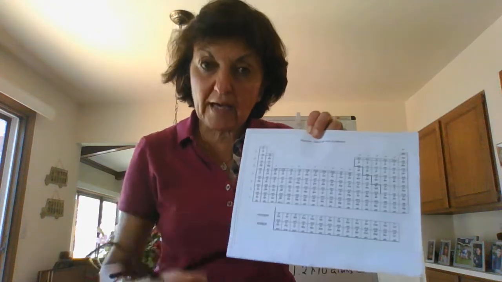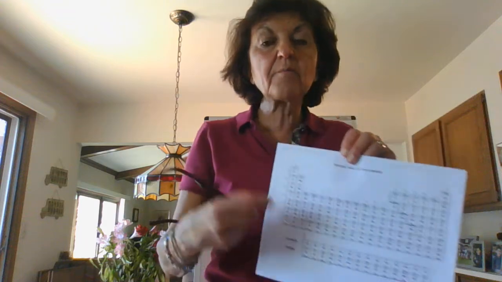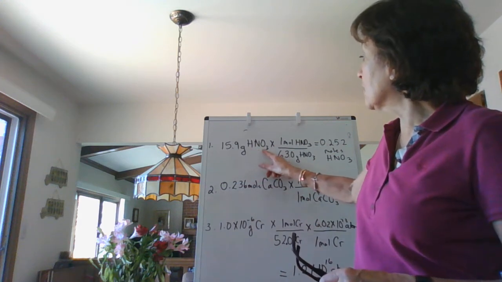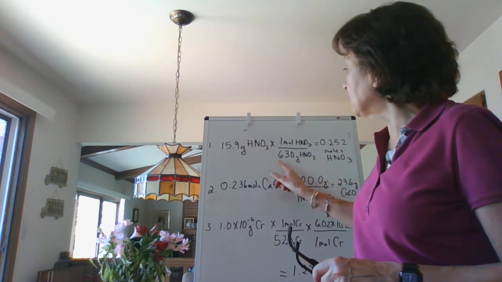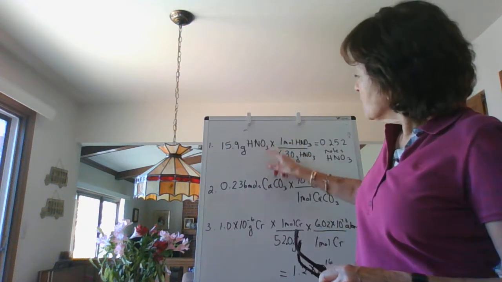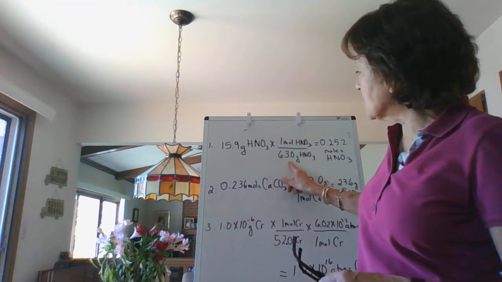Anytime you are given mass and you want to go to moles, you have to get the molar mass of that substance. How do we get the molar mass of the substance? You go to the periodic table, you add up the masses of all of the individual elements in that compound, and you put the unit grams there. So I did that. 1 hydrogen, 1 nitrogen, 3 oxygens, added it up, and it was 63.0 grams. So the conversion is that 1 mole of nitric acid is 63.0 grams.